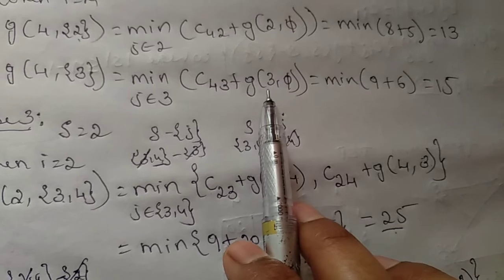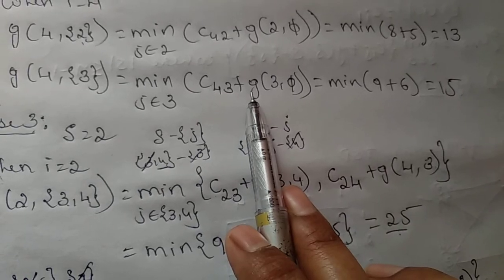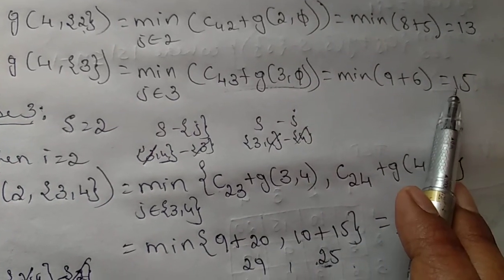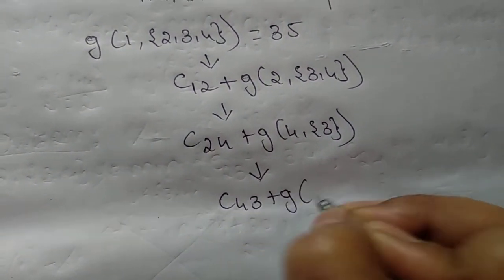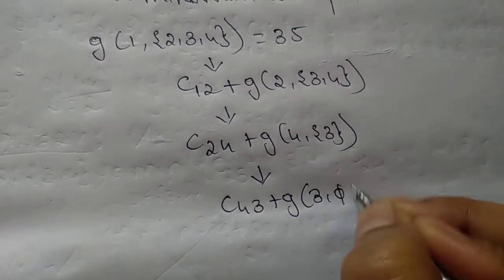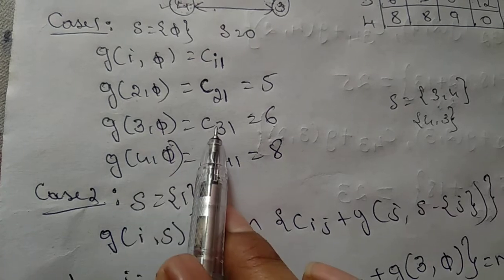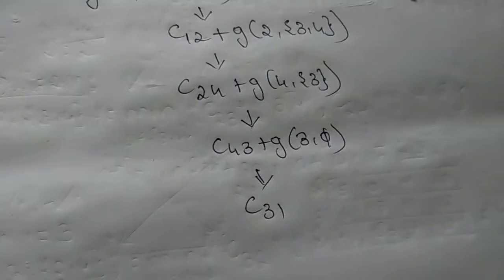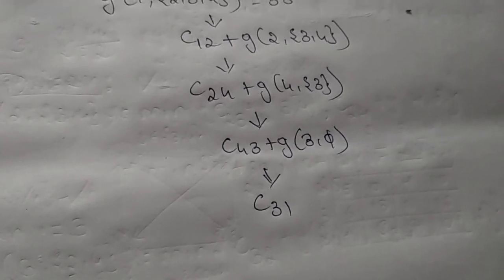Now go to this one, G of 4, 3. Where is G of 4, 3? Here it is, G of 4, 3. Here I have calculated minimum as 15 for C 4, 3 plus G of 3, 5. With this I have got minimum as 15. Just write it over here. C 4, 3 plus G of 3, 5. Is it not? Where is 3, 5? You have C 3 1. Right? C 3 1.